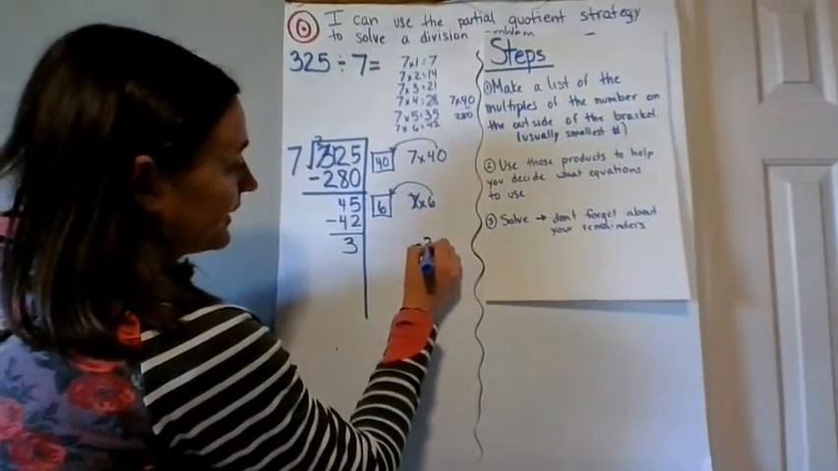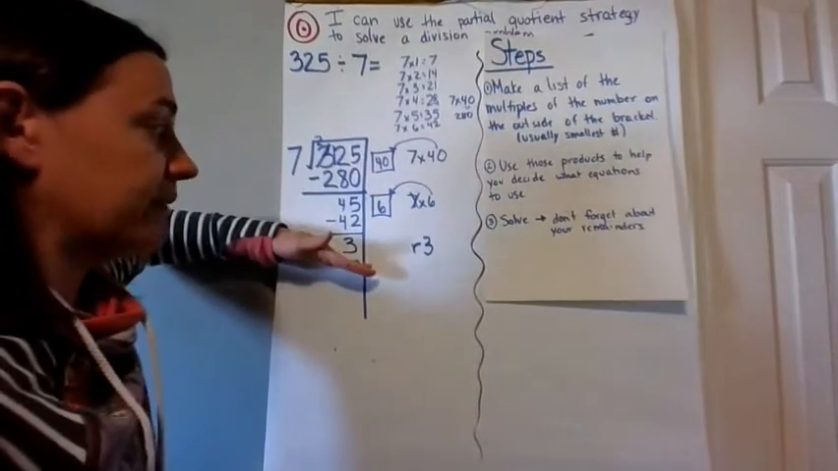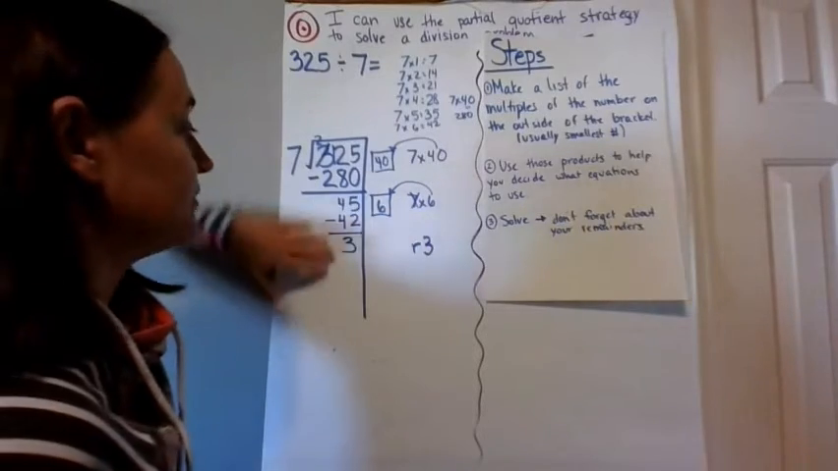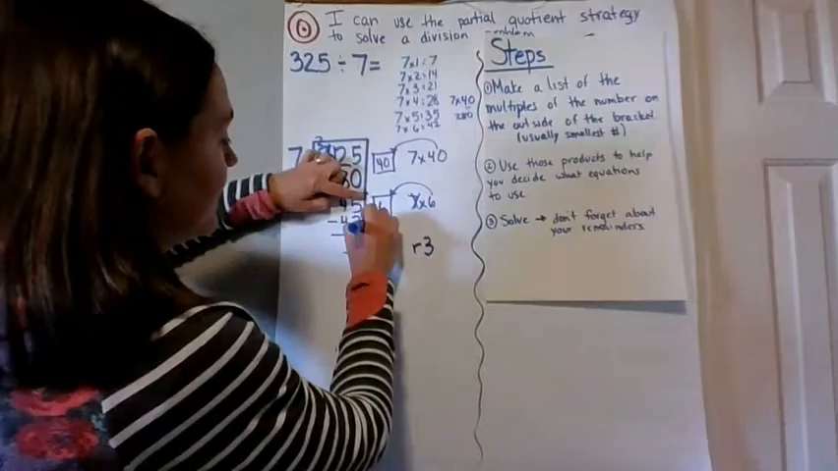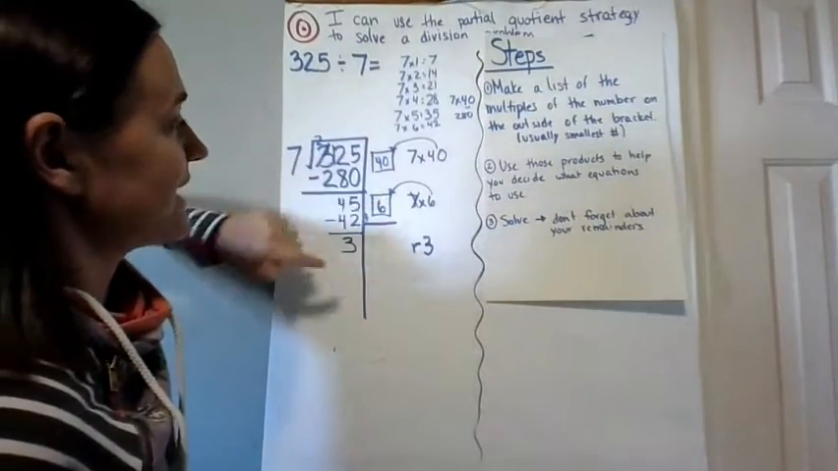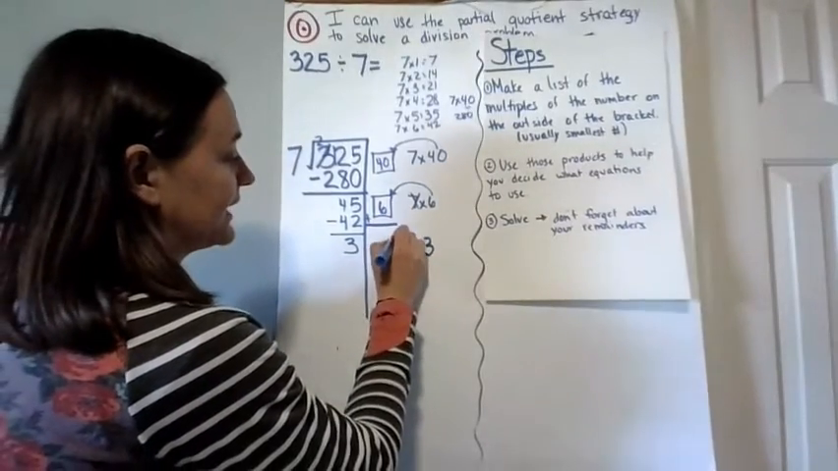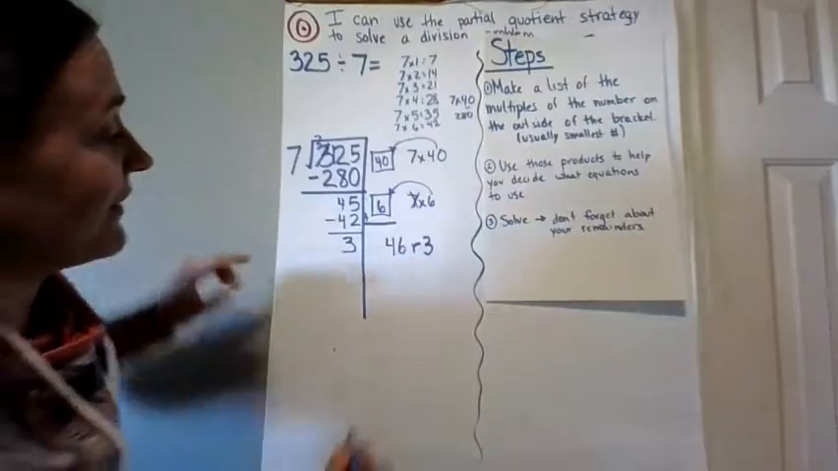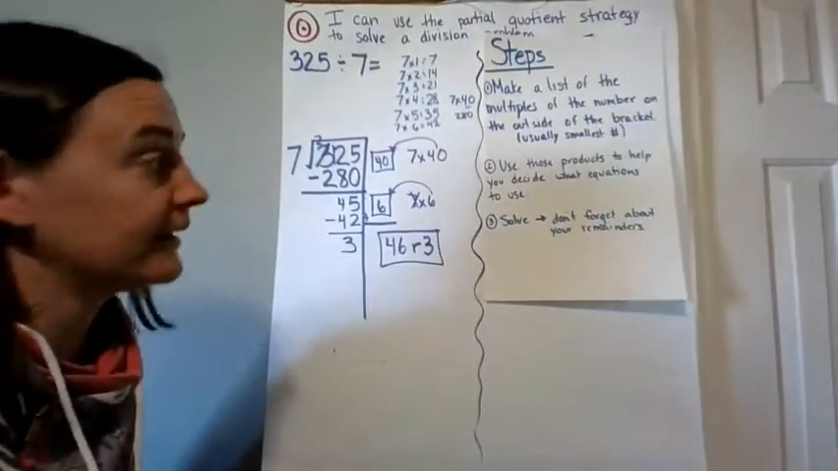So R3. A lot of times I've been noticing that kids will do all this work correctly, but they forget about the remainder at the end. So sometimes I just put that first. And then I'm going to go and add the factors I used to help me get my partial quotient. So 40 plus 6 is 46. So that means that 325 divided by 7 equals 46 with a remainder of 3.